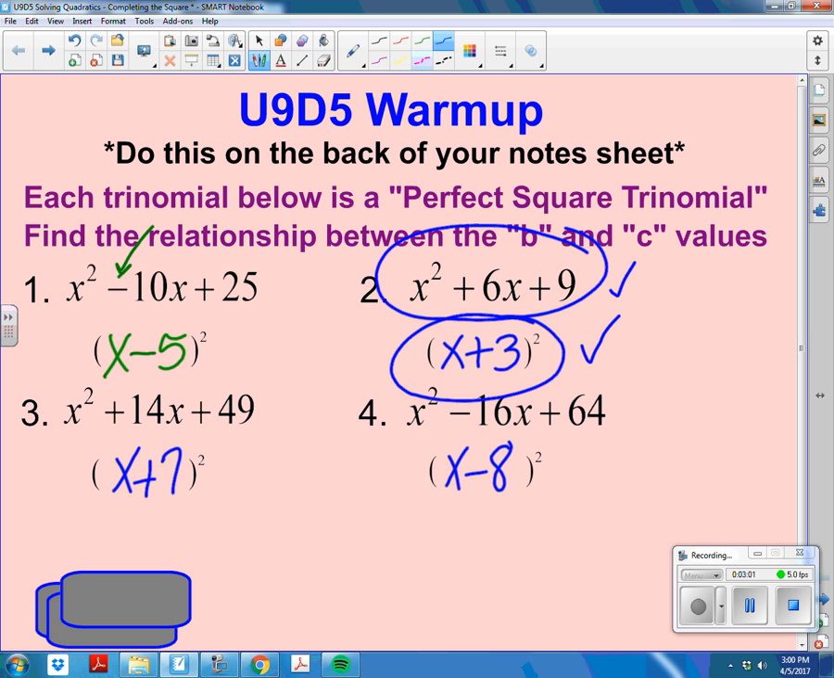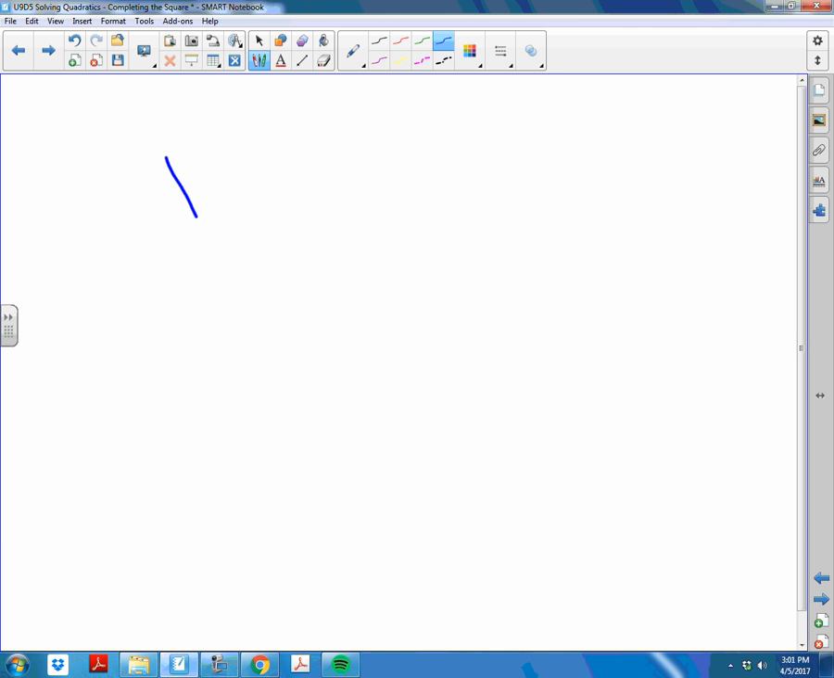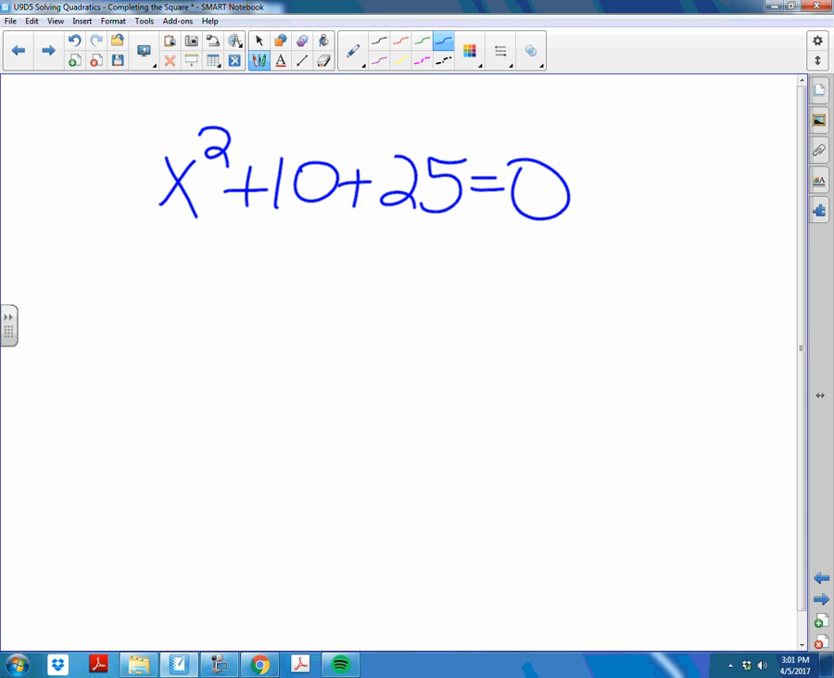Now you may ask yourself, why in the world would I need to know that? Why couldn't I just do A times C and factor it like normal? The answer is you can. If you have x squared plus 10x plus 25 equals 0 and I said solve this quadratic, you could absolutely do A times C and find 2 numbers that multiply to 25 and add to 10, and then go through the factoring process, get your factors, and solve it.